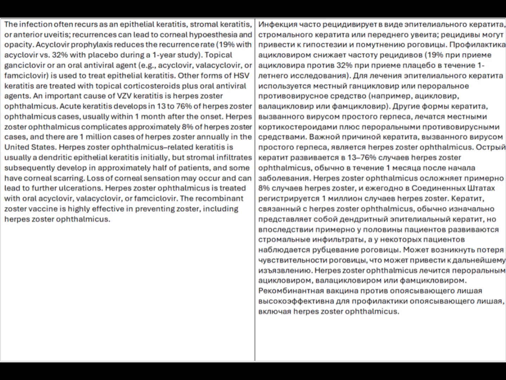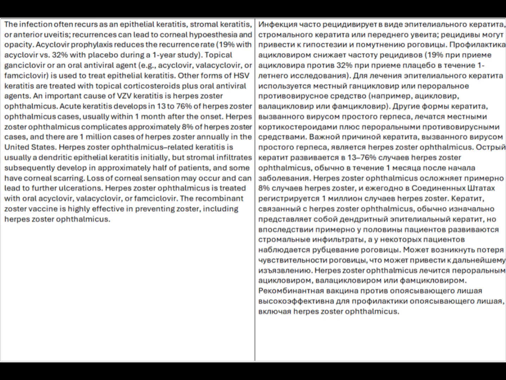Acyclovir prophylaxis reduces the recurrence rate: 19% with acyclovir vs. 32% with placebo during a 1-year study. Topical ganciclovir or an oral antiviral agent, e.g., acyclovir, valacyclovir, or famciclovir, is used to treat epithelial keratitis. Other forms of HSV keratitis are treated with topical corticosteroids plus oral antiviral agents.